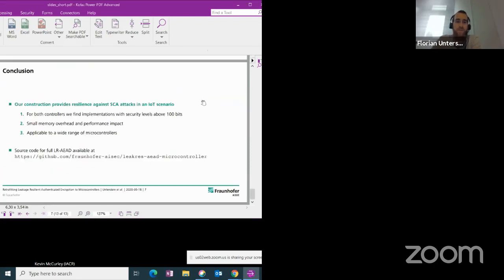So what we find is that for both controllers, we can find implementations that achieve a security level of over 100 bits. So our construction therefore provides resilience against side channel attacks in this setting. And we also perform a performance analysis and a memory overhead analysis and find that the impact is quite small and reasonable. And in my opinion, most importantly, it's applicable to a wide range of microcontrollers.